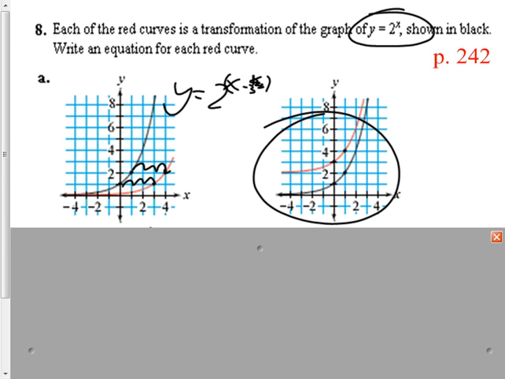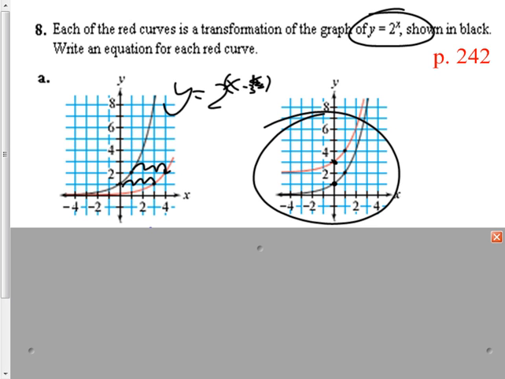The black one's the parent one. Do you see that the red one's been moved up? How much higher is it? 2. Now it's important. Did that just double, or did it move up 2? Well, here's how you can tell. This one was a 1, and now it's a 4. No, it's a 3, sorry. It was a 1, and now it's a 3.